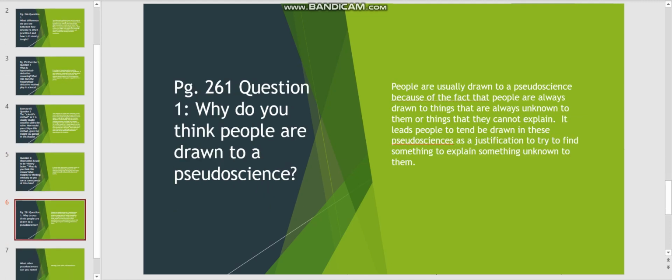Slide 6, page 261, question 1. Why do you think people are drawn to pseudoscience? People are usually drawn to pseudoscience because people are always drawn to things that are unknown to them or things that they cannot explain. It leads people to be drawn to these pseudosciences as a justification, to try to find something to explain what is unknown to them.